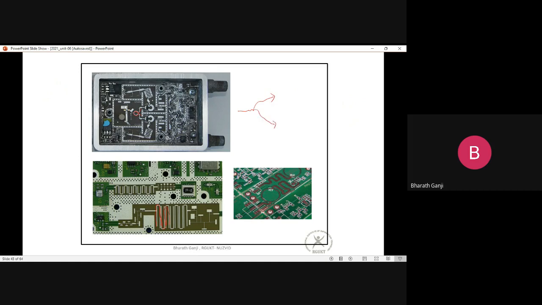In lower frequencies, it's a simple thing. Say for example, a signal is coming like this. You want to divide the signal between two ports. It's not a big issue. You take a wire and you connect a wire here and you divide it like this, right?